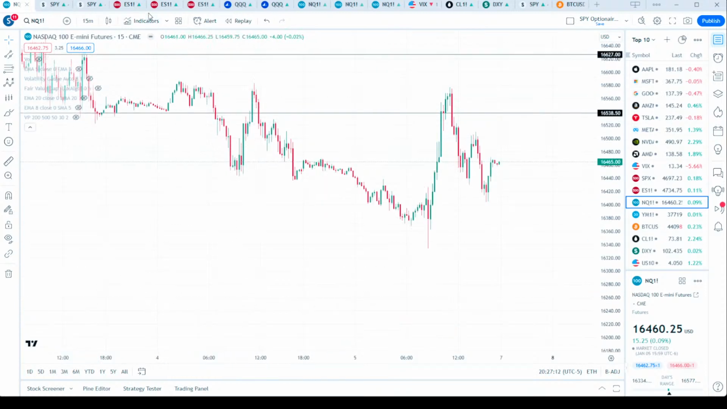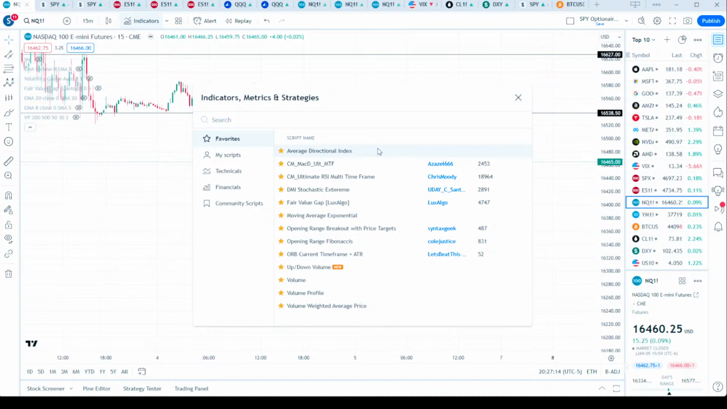So next one we're going to talk about here is just your general MACD. This is a cool one that I found long ago when I was using TradingView.